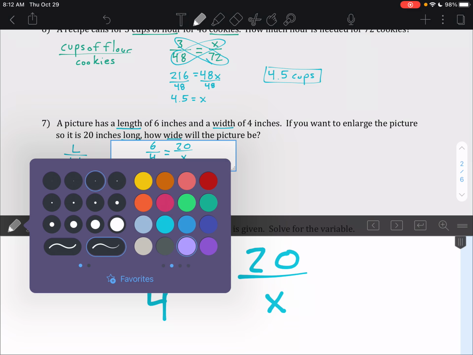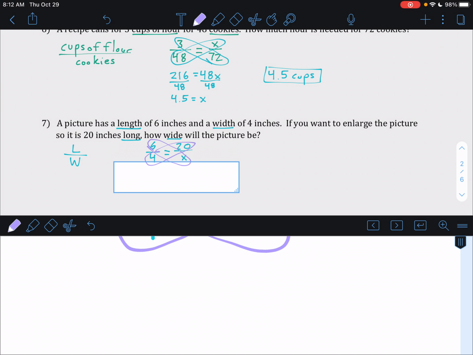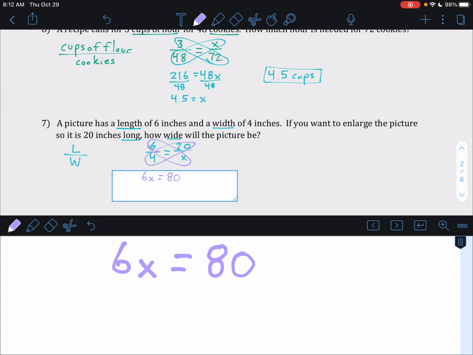So I'll use my butterfly method. Six times x is 6x. 20 times 4 is 80. And if I try to solve this, it gives me x equals 13.3 repeating. That doesn't make sense. I'm not going to go to Michael's and say, hey, can I get a picture frame that is 13.3 repeating inches?